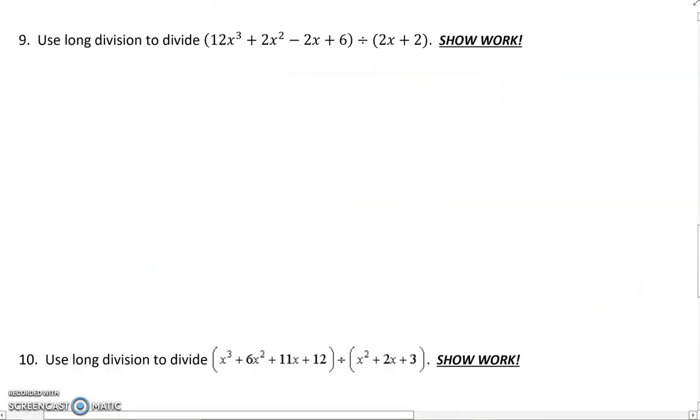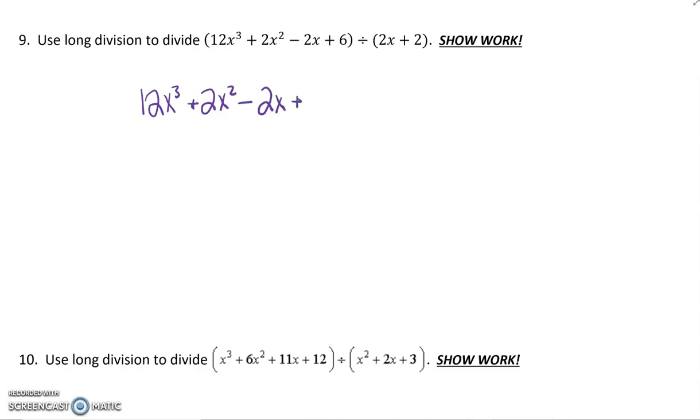Number 9 specifically says long division, and because it's dividing by 2x plus 2, we actually have to use long division. You can't do synthetic division on this problem. First, I check for missing terms. We're starting with x to the third. We've got x squared and then x and then a number, so there are no missing terms. Make sure you leave yourself some space. A lot of people try to write this right underneath and then they don't have space to do their work. So 12x to the third plus 2x squared minus 2x plus 6.